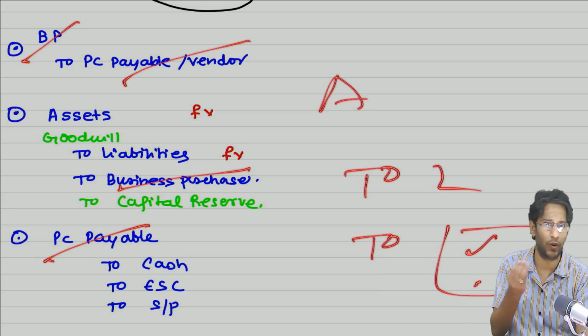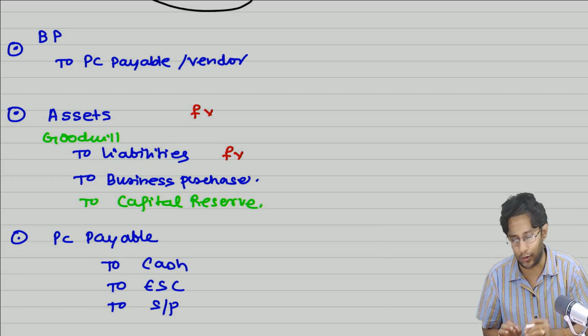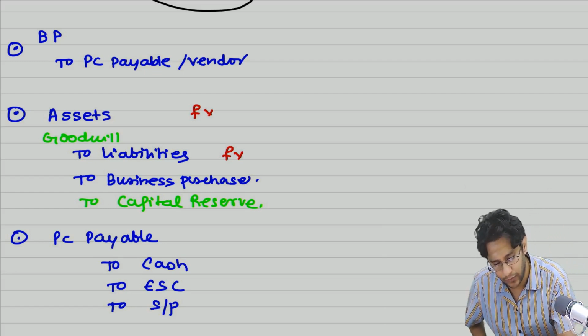Entry will not tally: goodwill or capital. So this is a broad entry. With this framework, if you start thinking, it's easy for you to understand this. Okay, now coming to the next one.